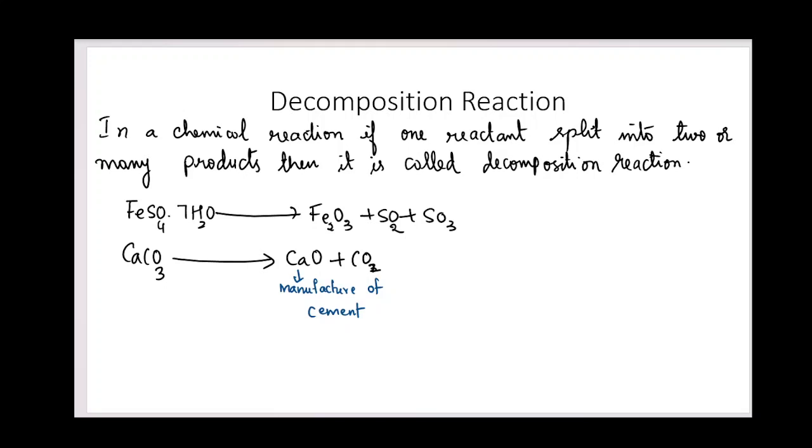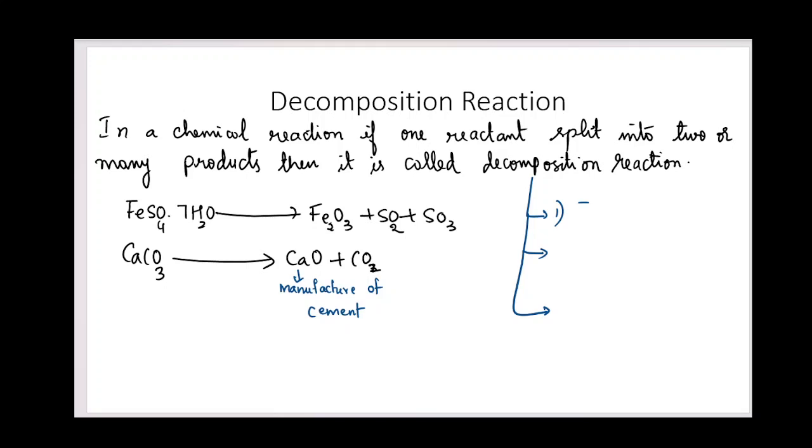Okay, so here we'll see what happens. We learned what we mean by decomposition reaction, isn't it? Decomposition reaction is nothing but a chemical reaction in which one reactant splits into two or more products. Then it is called a decomposition reaction. Now, decomposition reaction is divided into three types.